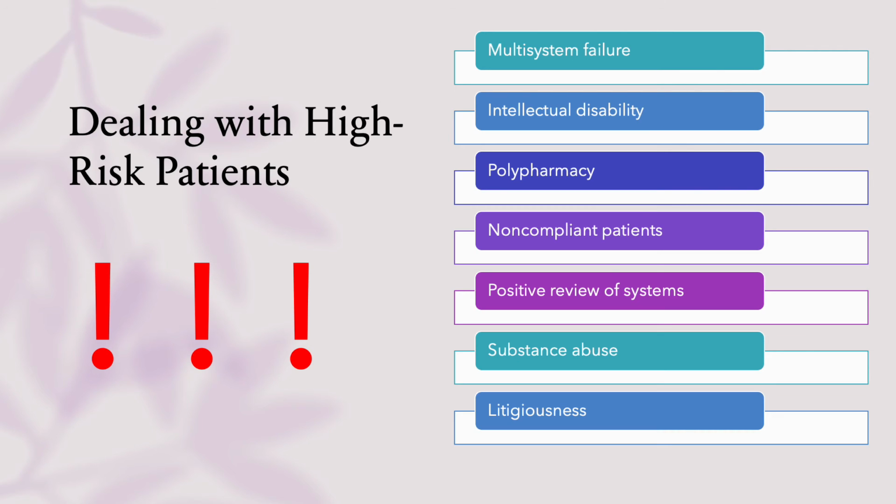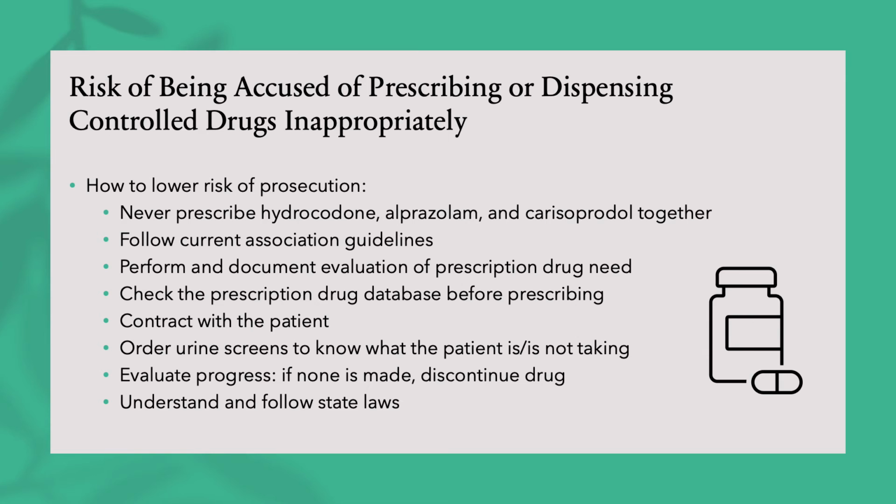Controlled substances are another extremely important aspect of healthcare, and being accused of prescribing or dispensing these drugs inappropriately can be very dangerous to a nurse practitioner's career. So there are important ways to help lower the risk of prosecution. First is to never prescribe hydrocodone, alprazolam, and carisoprodol together. These 3 together are a very popular street drug, and so those being prescribed together can seem very, very suspicious.